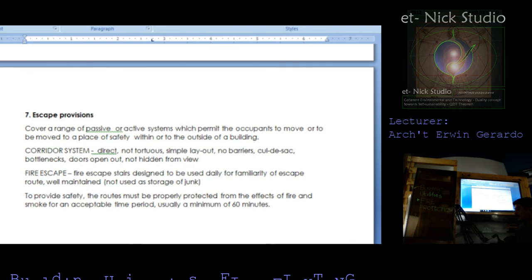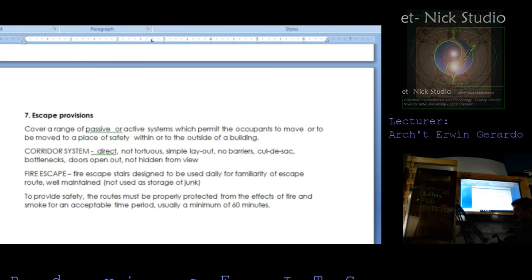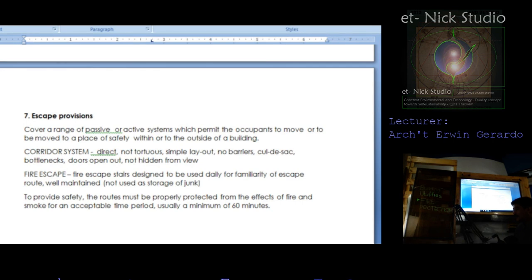Hardscape stairs are designed to be used daily for familiarity. The escape route is well maintained and not used as storage or junk. It is also important that for the fire escape, the management of the institution must have an emergency drill in case there is fire or earthquake. This is where the fire escape becomes very handy because you simulate how the occupants will vacate the premises in an orderly way. This will assure that the safety and the lives of the occupants are saved.